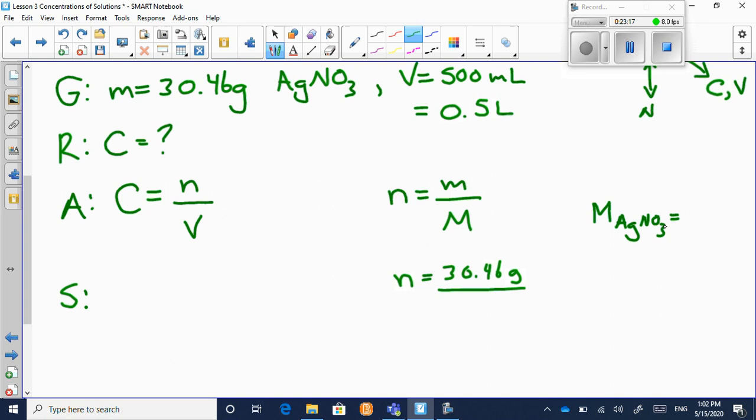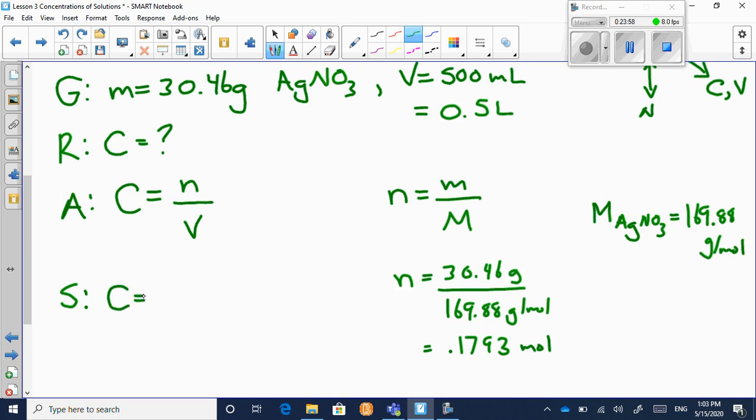You guys are experts in this now. And so you turn to your periodic table and you figure it all out. I've already done it. So I get 169.88 grams per mole. Okay. So I write that in here, 169.88 grams per mole. So now I can calculate the number of moles. So I divide those two, and I get 0.1793 moles.